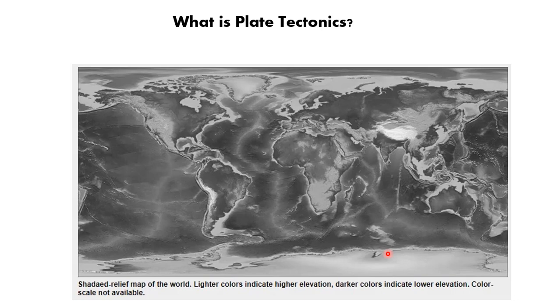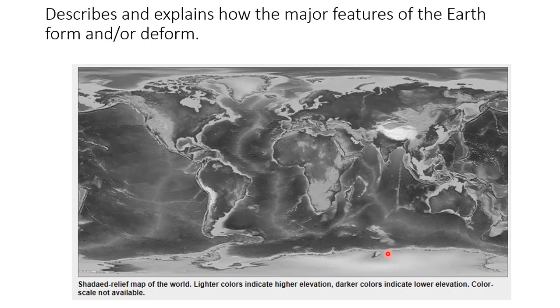So what is plate tectonics? Well, guess what? It is exactly what we already said. It is a theory that describes and explains how the major features of the Earth form and/or deform. So we have this beautiful shaded relief map of the world. Lighter colors indicate higher elevations and darker colors indicate lower elevations. And if you have not finished writing this down yet, please pause the video so that you can write it, and then let's go ahead and listen to me just for a second.